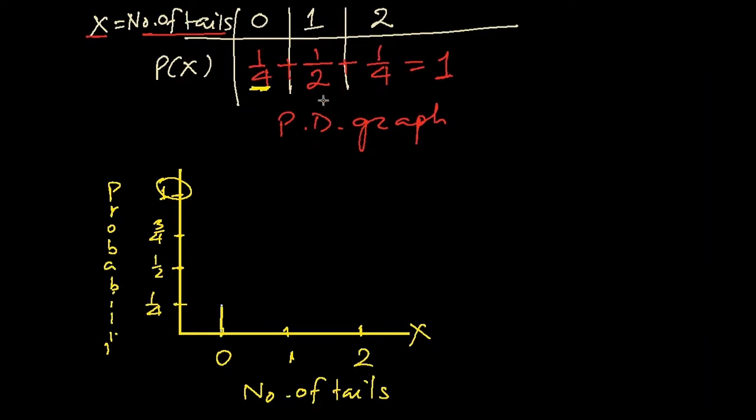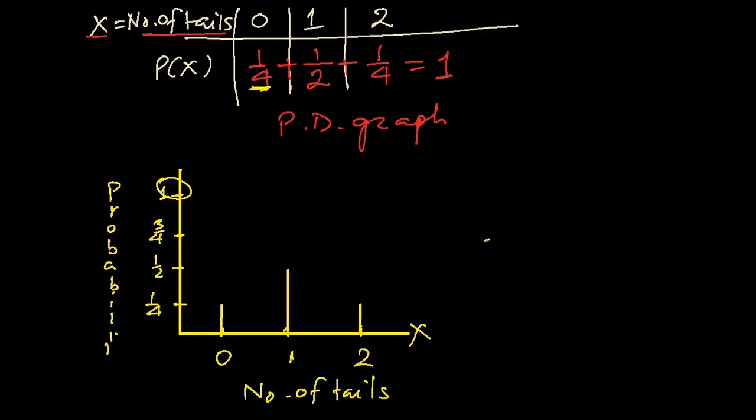And now for one tail, the probability is half. So we will draw a vertical line up to the probability half. And then for number of tails equal to 2, we have another 1/4. And this is called the probability distribution graph of number of tails when a coin is tossed twice.